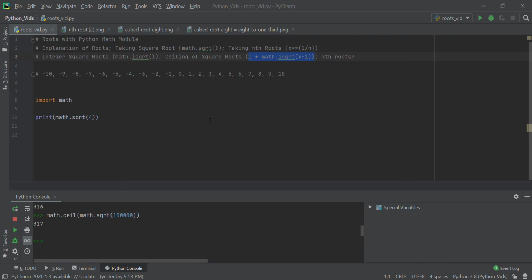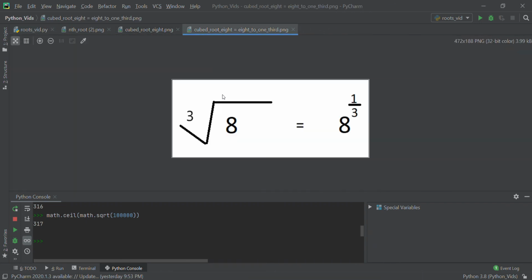Okay, so then moving on, that brings us to these nth roots, like cubed roots and such. If you wanted to do integer cubed roots, integer fourth roots, what can you do? Well, recall from the picture that x to the root n equals x to the power of 1 over n. So the cubed root of 8 equals 8 to the 1/3. And so we can represent, for example, the cube root of 100 with 100 to the power of 1/3, and that gives you like this 4.6 and change.